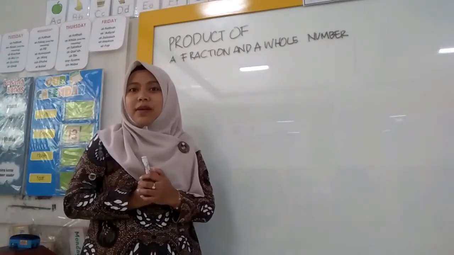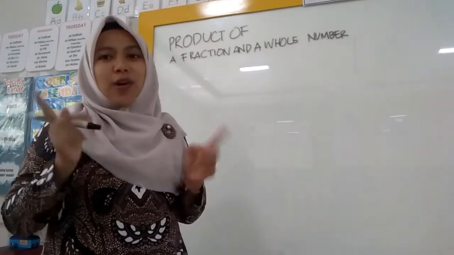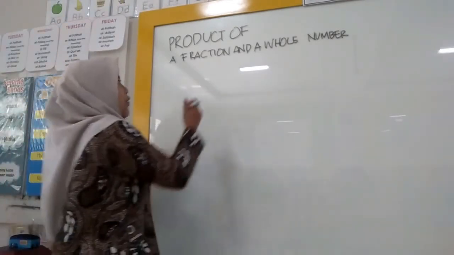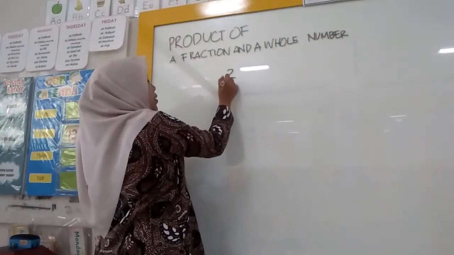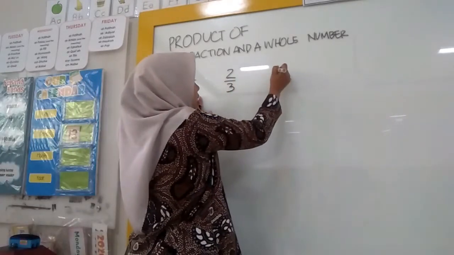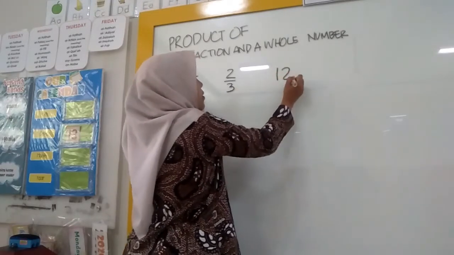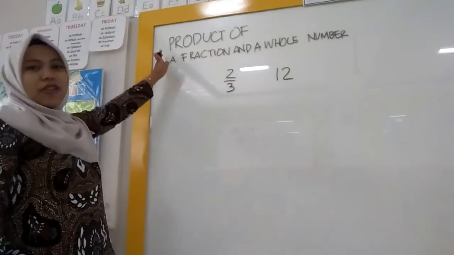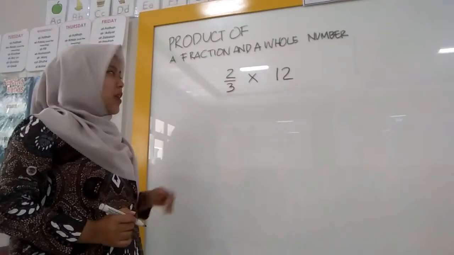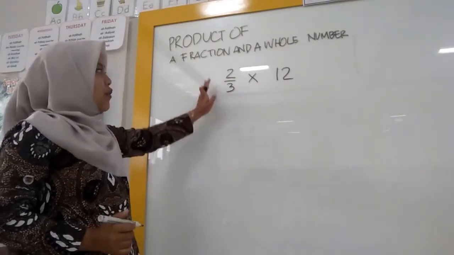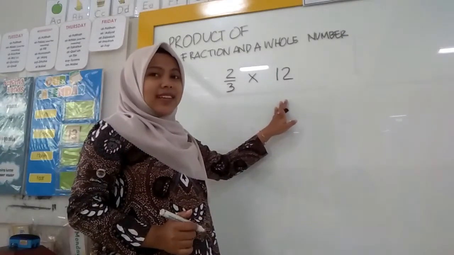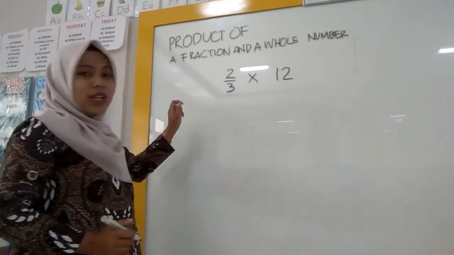Okay, now we are going to talk about the product of a fraction and a whole number. Do you know what fractions are? If we have this fraction, for example, 2 over 3, this is a fraction, and then, for example, this is a whole number, 12. If we talk about the product, of course, there is a times sign here. So if you want to find the answer of 2 over 3 of 12, you already learned this in grade 2, right?